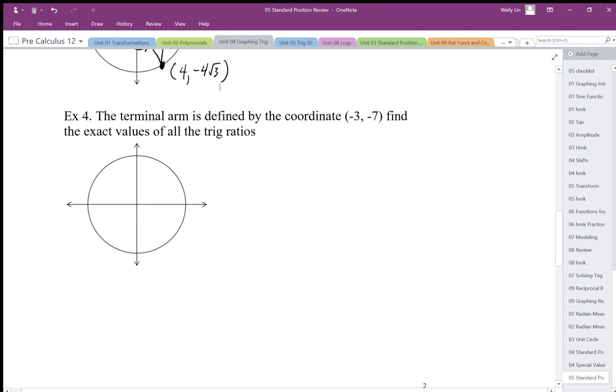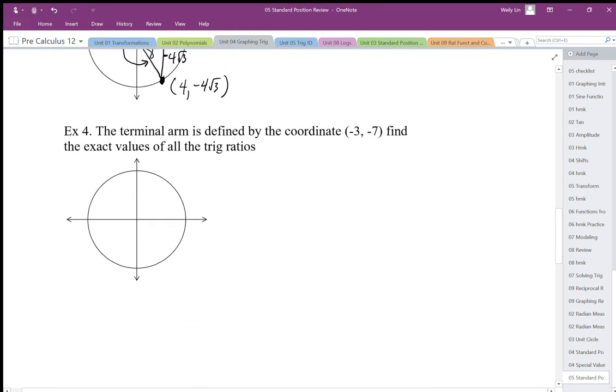Okay, so this is one where it's not an exact angle, but we still need exact values. Negative 3, negative 7 is in quadrant 3. Okay, so that's our position that we want to find. And we're being asked to find all the trig ratios, so I need this hypotenuse. So that's going to be square root of 58. Okay, 49 plus 9 is 58.